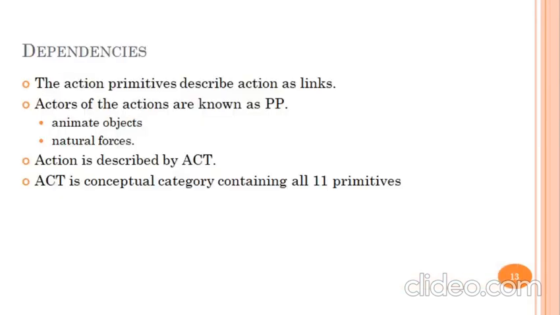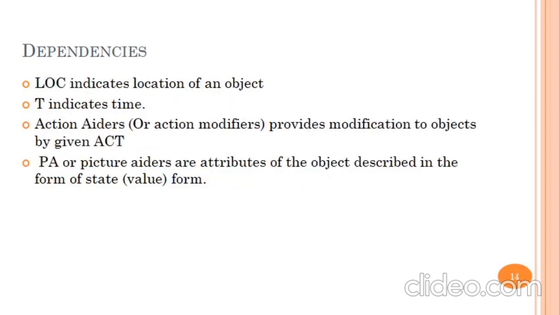Now let's see what are dependencies. The action primitive describing action as link. Actor of the action are known as PP, which may be animal, natural force, or even human being. Action is described by ACT. ACT is a conceptual category containing all the 11 primitives.